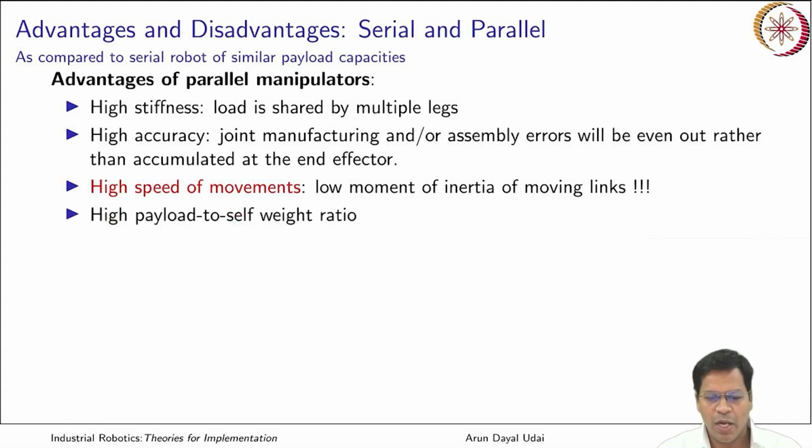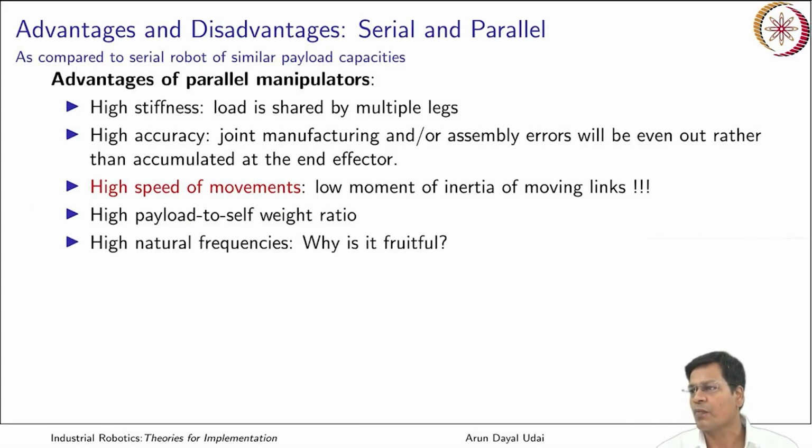Okay. So, high payload to self weight, because your links are lighter, the whole robot is lighter for the same payload capacity. So a parallel robot has a very good payload to self weight ratio. Okay, and high natural frequency. Why is this fruitful? Because they are very stiff. So that is the reason the natural frequency goes very high.